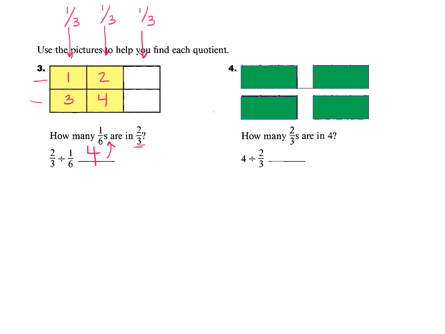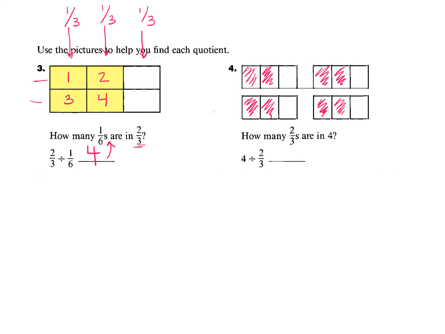So how many 2/3 are in 4? So we can shade this in. So this would be 1/3 and 2/3. I'm going to shade in 2/3 here, 2/3 here, and then 2 out of 3 here. So in each of the 4 boxes, I've shaded 2/3. So how many is that? Here I'm going to change my marker so we can see it a little better. Okay, 1, 2, 3, 4, 5, 6, 7, 8. So how many 2/3 are in 4? 8.